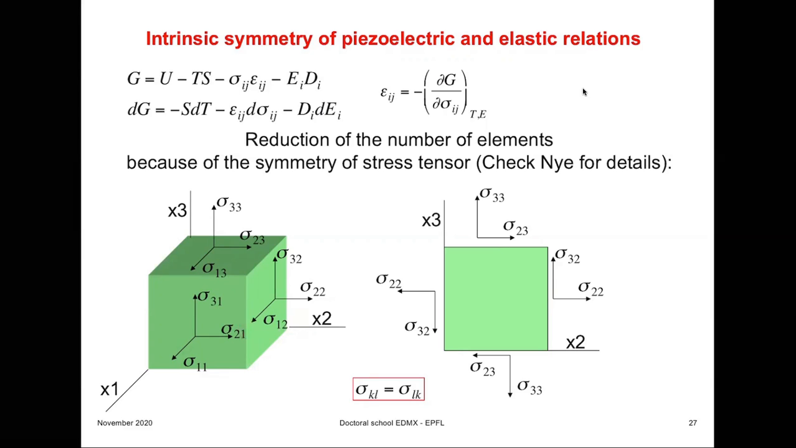Now we have for intrinsic symmetry of the stress tensor that sigma_kl must be equal to sigma_lk. And if you need some more details, please check Nye's book for this. He has a nice discussion about that, considering cases when you may or may not have torques and so on. So basically, what this means is that, for example, sigma_23 is equal to sigma_32. We start with that fact.